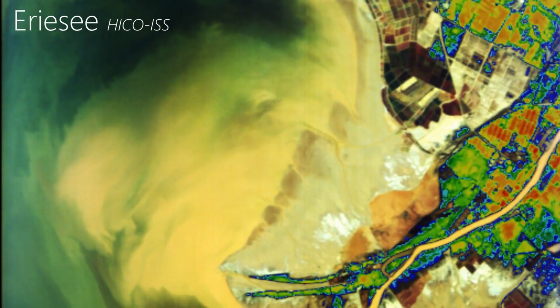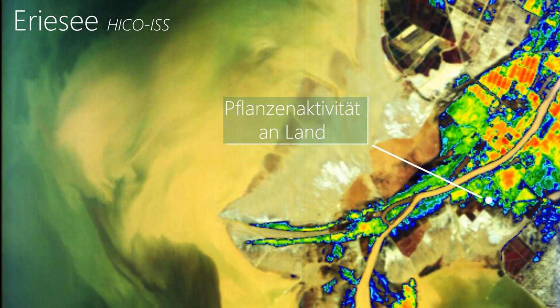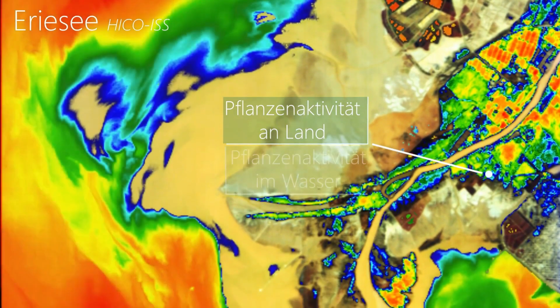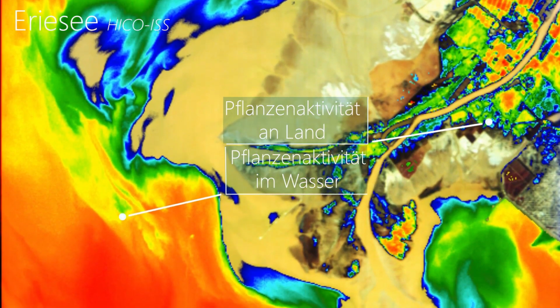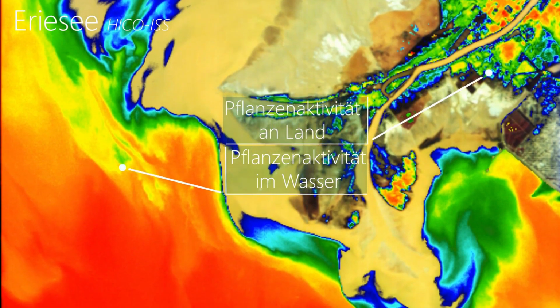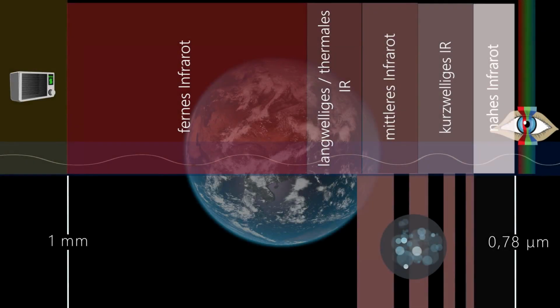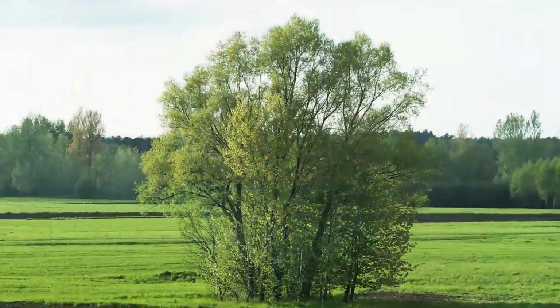This satellite image from the ISS sensor HICO shows an algal bloom in Lake Erie and illustrates another important application area of the infrared spectrum. Because vegetation on land and in the upper layer of water bodies can also be examined with infrared. In this case, near-infrared is used, which is particularly strongly reflected by plants. It is reflected by chlorophyll, the green pigment in leaves.